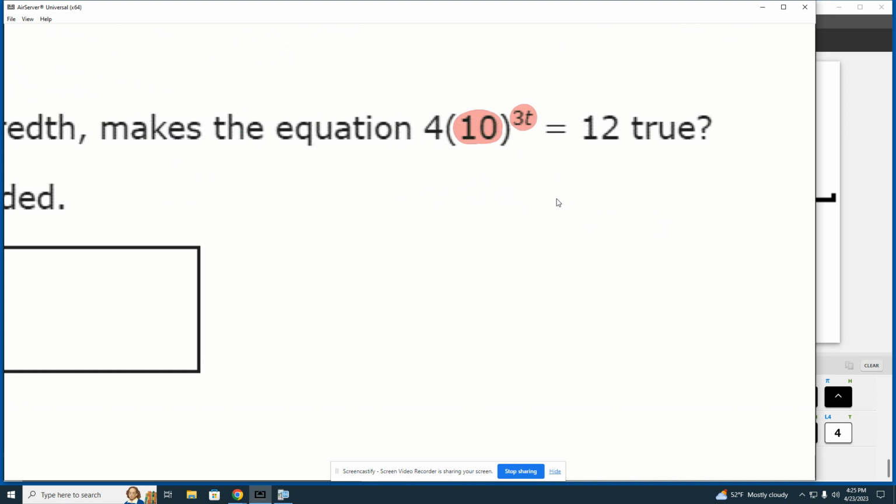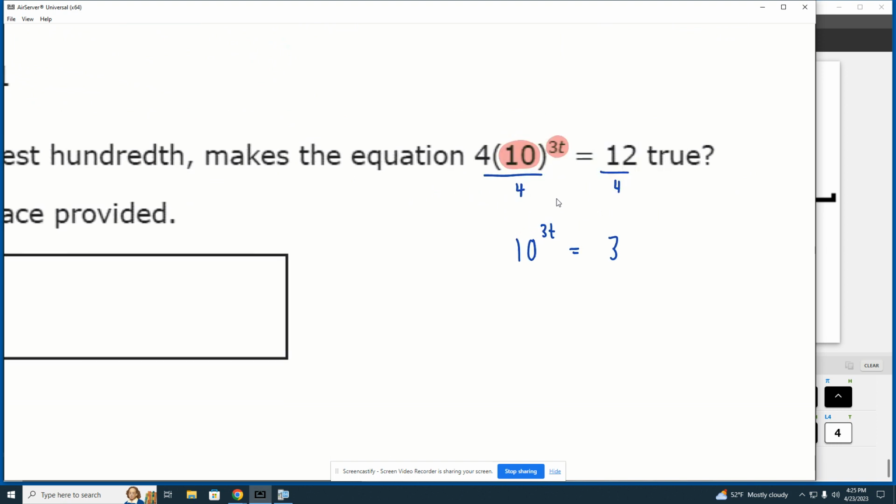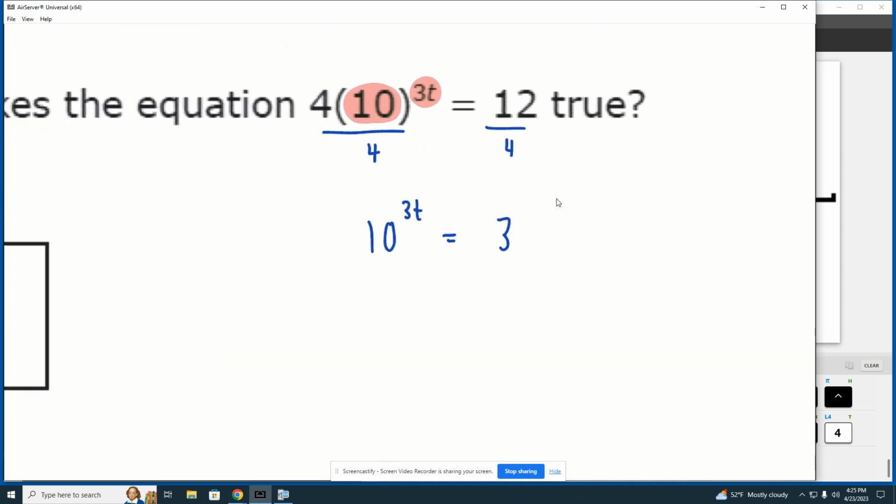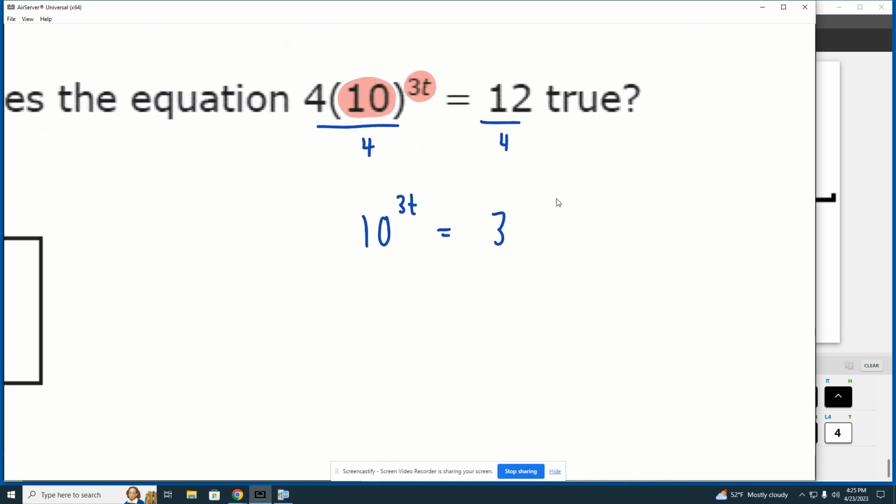Okay, so what do I need to get rid of then? 4. Well, since I'm multiplying by 4, I got to divide by 4. So 10 to the 3t power will equal 3. So how do I solve an exponential equation now that I have it isolated? Remember, this is where you rewrite it as a logarithm.